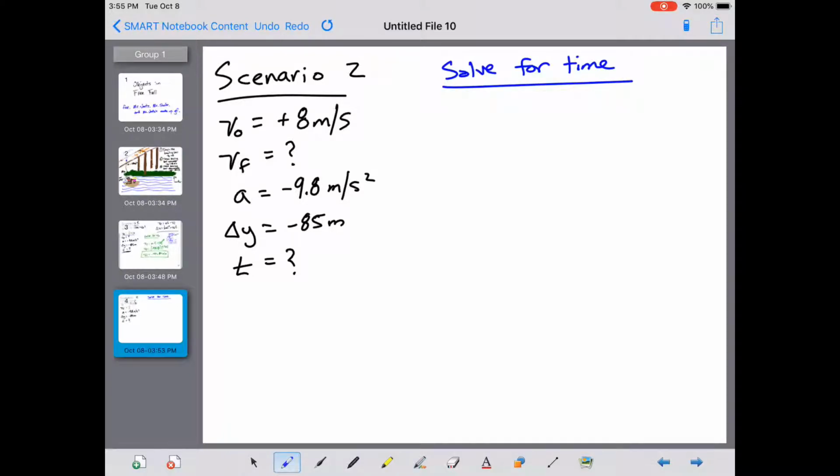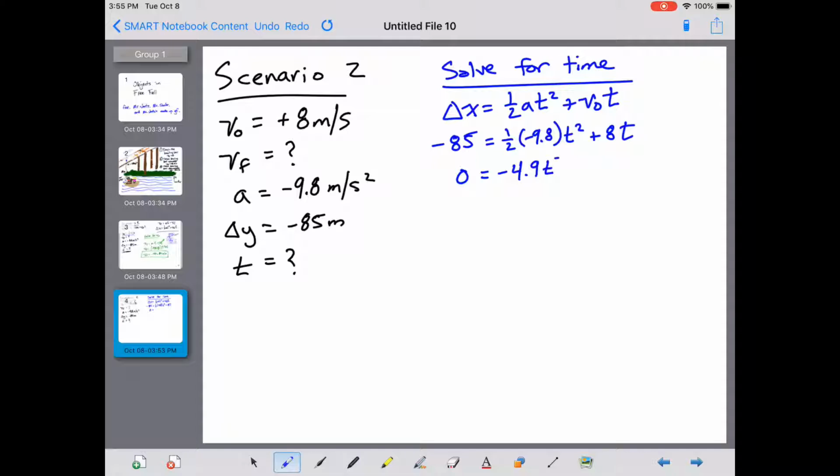All right, solve for time. So we're going to use that equation again. We got delta x equals 1/2 a t squared plus v initial times time. This time, though, my v initial is not 0, so that's not going to go away. All right, so let's just plug in and see what happens. We get negative 85 is equal to 1/2 times negative 9.8 t squared plus 8 times t. So we cannot factor this easily. So I'm going to bring the 85 over to the other side, and I get 0 is equal to negative 4.9 t squared plus 8t plus 85.